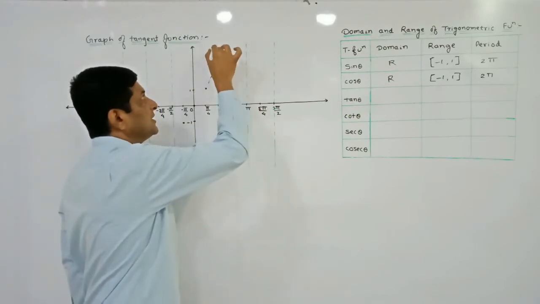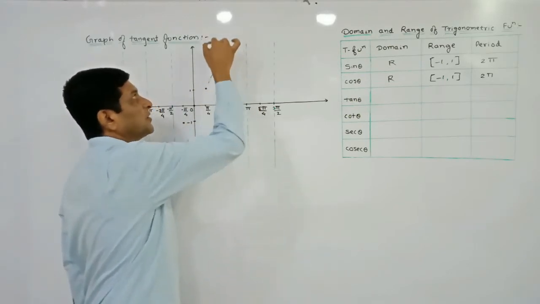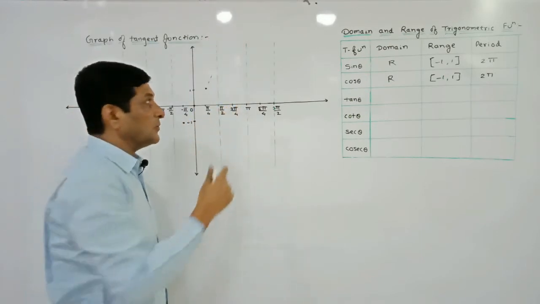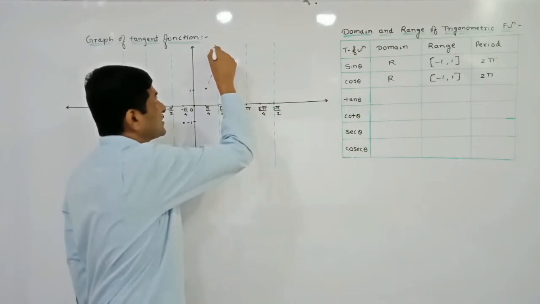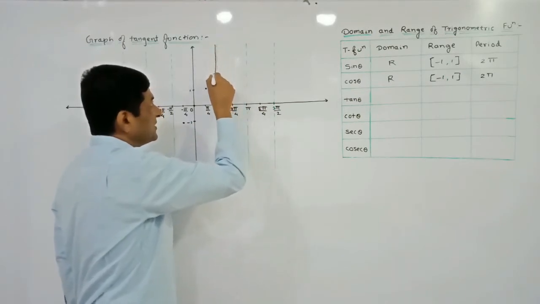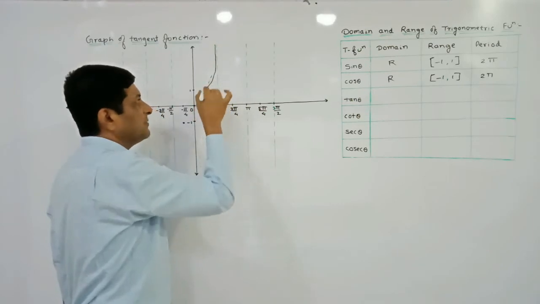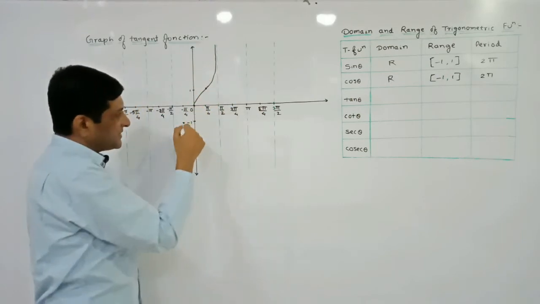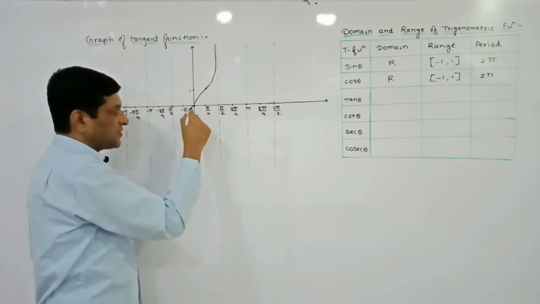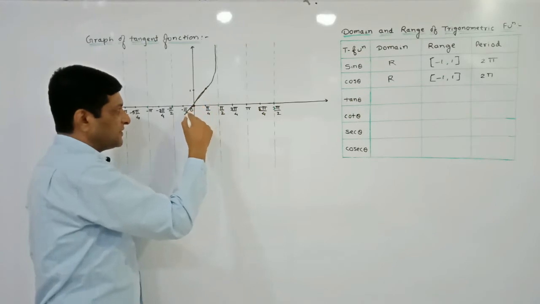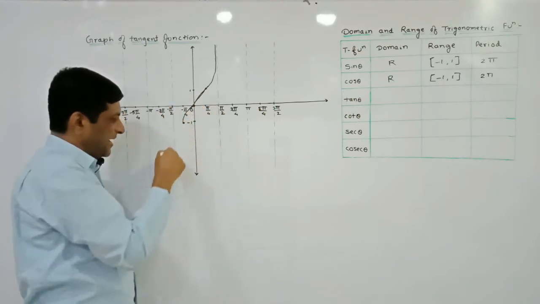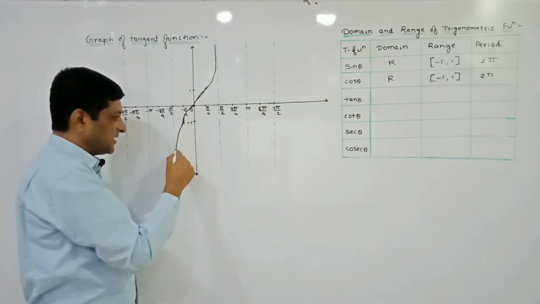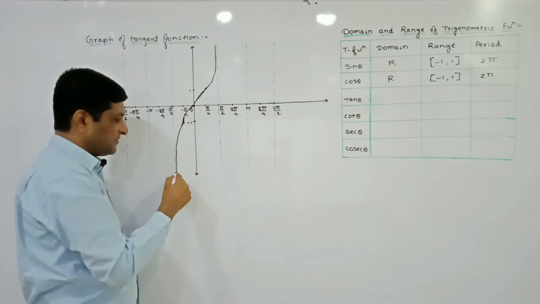Tan 90 is infinity. Infinity means the graph is moving toward infinity, as tan takes values very close to pi by 2. The graph is moving in this direction. At pi by 4 it becomes 1 and at 0 it becomes 0. In the same way on this side, tan minus pi by 4, minus 45, gives -1. As it moves toward minus pi by 2, its value moves toward minus infinity.